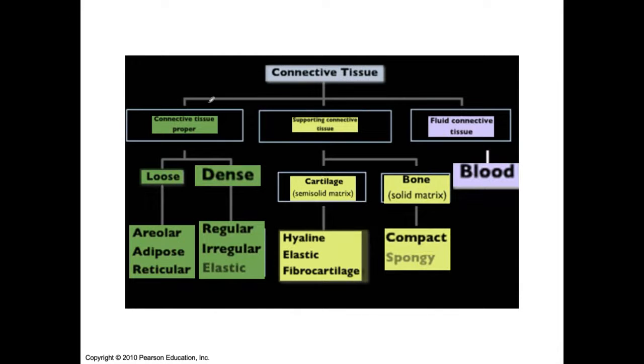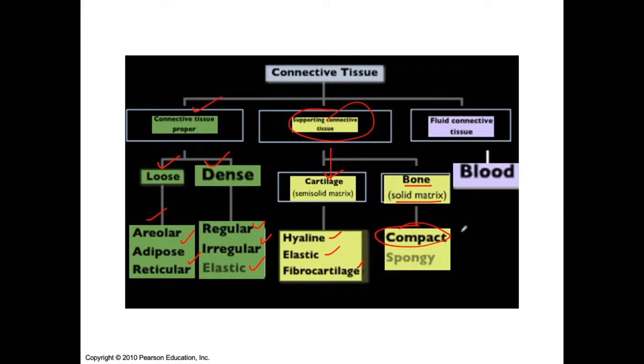Again, when we look at connective tissue, we had three types. We had connective tissue proper, which is where loose and dense connective tissue was. Under loose, we had areolar, adipose, and reticular. Under dense, we had regular, irregular, and elastic. Under supporting connective tissue, that's where we had cartilage and the three types, hyaline, elastic, and fibro. And then we had bone, the solid part, that was compact bone.